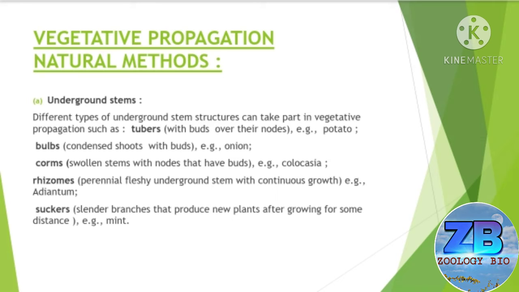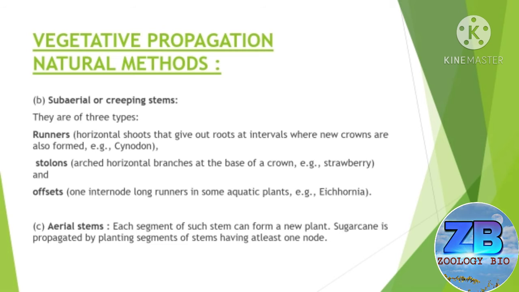The first one is underground stem. Different types of underground stem structures can take part in vegetative propagation, such as tubers with buds over their nodes, like potato; bulbs, fleshy shoots with buds, like onion; corms, swollen stems with nodes that have buds, like colocasia; rhizomes, perennial fleshy underground stem with continuous growth, like adiantum; suckers, slanted branches that produce new plants after growing for some distance, like mint.